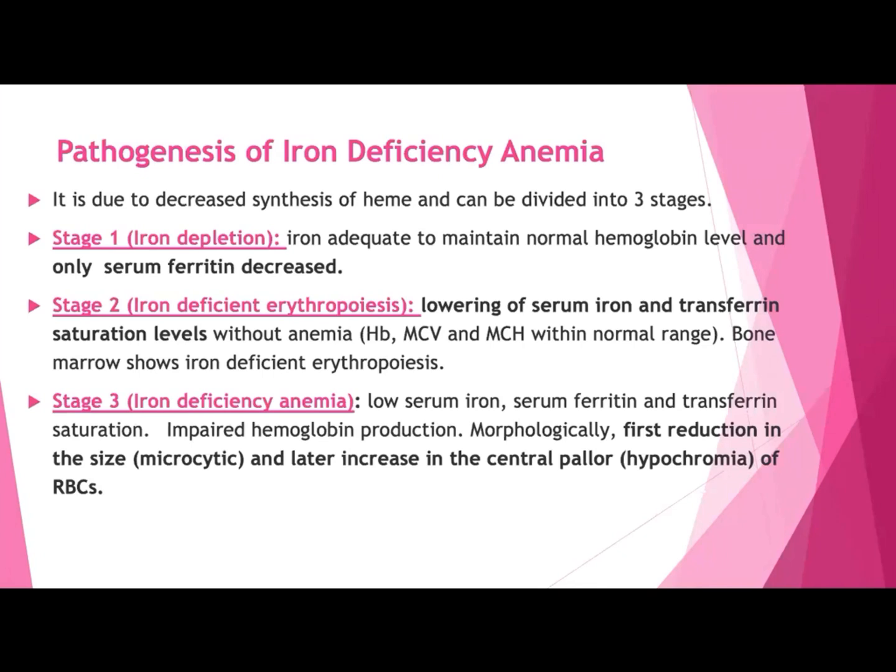Second stage is the iron deficient erythropoiesis. من يقل عندي السيرم الايرون يقل عندي transferrin saturation, بس الأنيميا ما موجودة. يعني الهيموغلوبين normal, red cell indices normal.